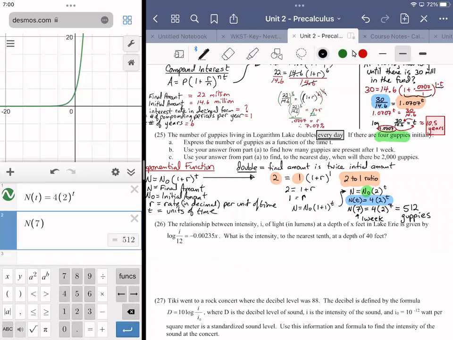A lot of guppies. I don't know how prolific the reproduction rate of guppies is. I mean, I don't know if that's a lot or a little, but it seems like a lot of guppies.